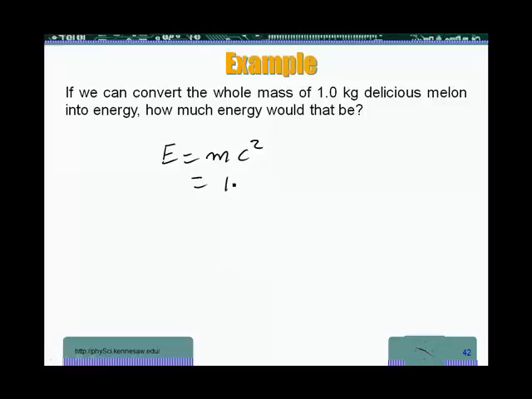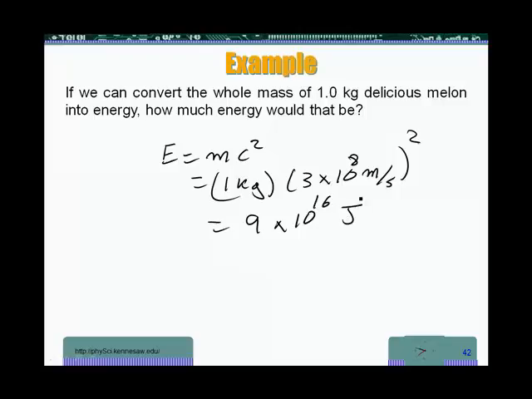Now, m is 1 kilogram, c is 3 times 10 to the 8 meters per second. Now, this is squared. So what we have here as an answer is 9 times 10 to the 16th joules. That's quite a bit. Now, we talked before about kilowatt hour. We said a kilowatt hour is 3,600,000 joules.